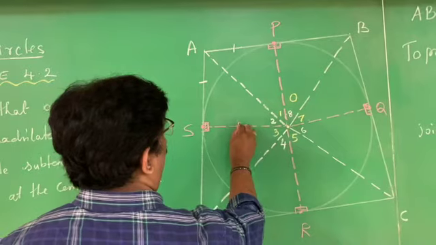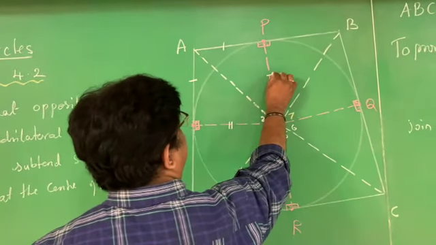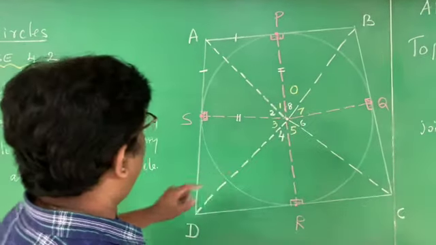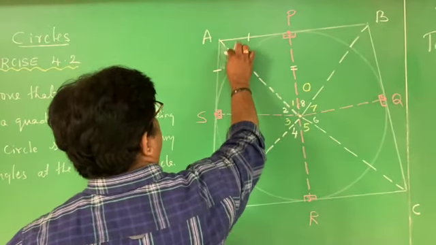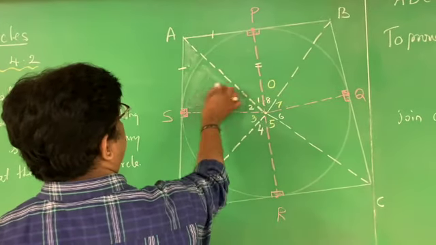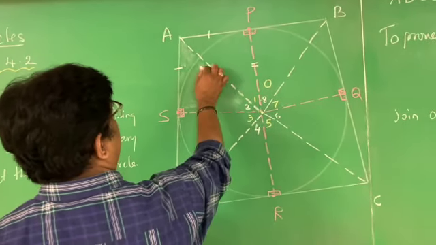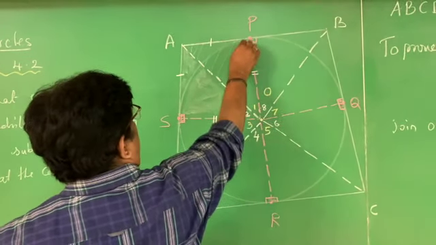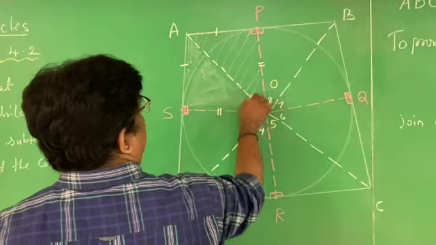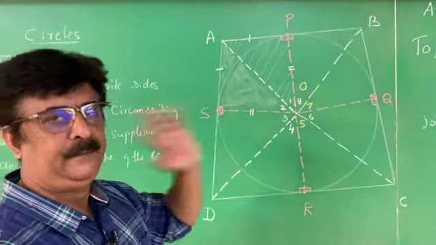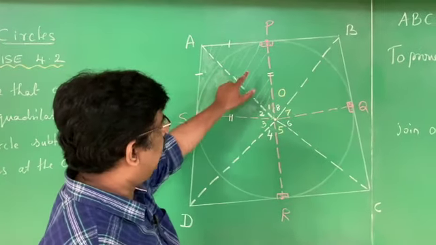And OS is equal to OP, radii of the same circle. And then AO is common. Therefore, this triangle, I shade here, this triangle and this triangle are congruent by SSS postulate.